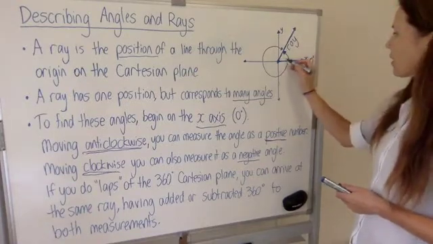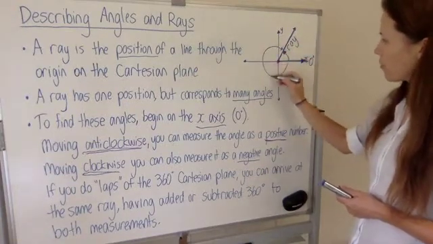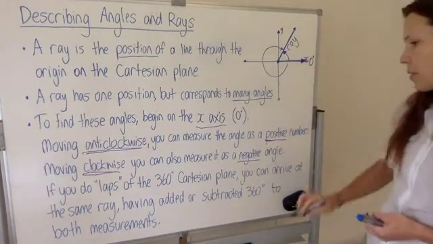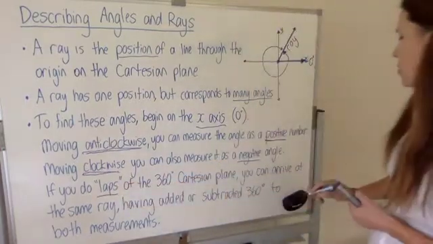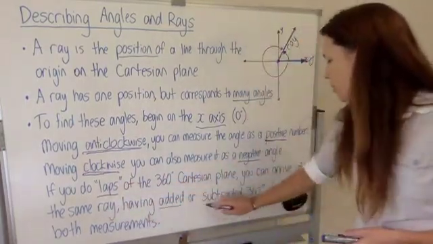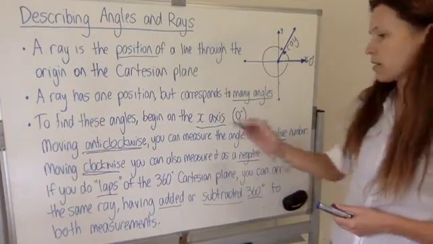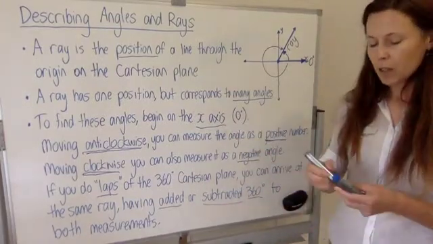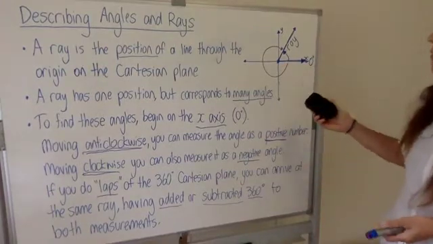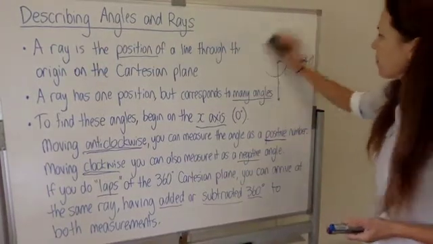Now, you can do laps of the Cartesian plane and still arrive back at the same place. So if you started here on X, you might go all the way around, do a full 360, and then do this bit again. You'll arrive at the same position. And that explains why when you do laps, you can basically arrive at the same ray, having added or subtracted 360 to either of those measurements. So if you need to pause the video now to take down these notes, do so now. And let's have a look at a quick example.